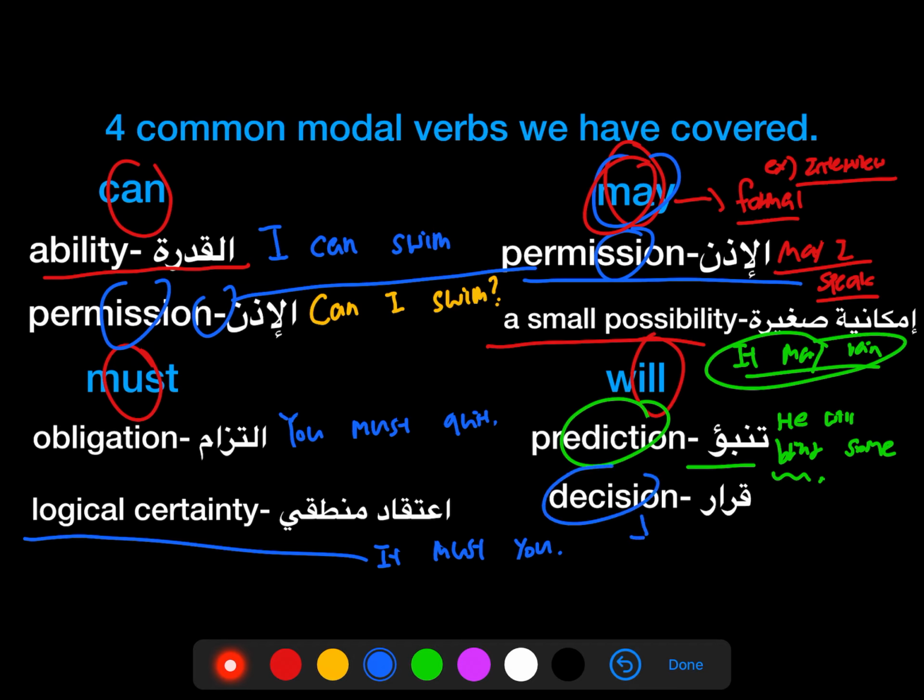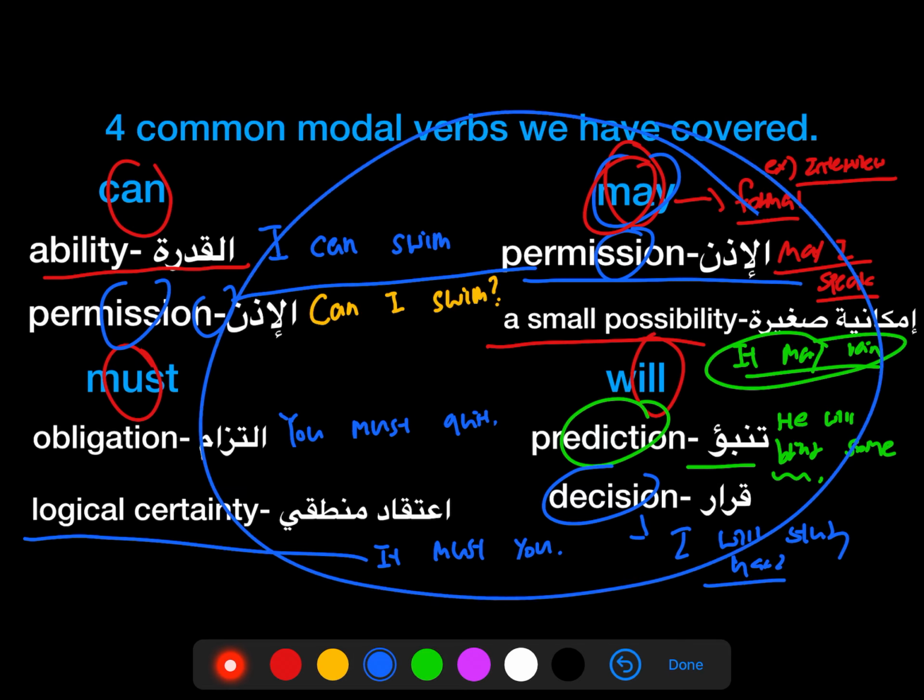What about decision? This is like a willful act. I might fail university, so I need to study hard. So I say I will study hard. It's like the will to do it. I'm gonna study hard and I'm gonna get a first, like that. So decision. Decide for yourself. Make a decision for yourself. So I will study hard.